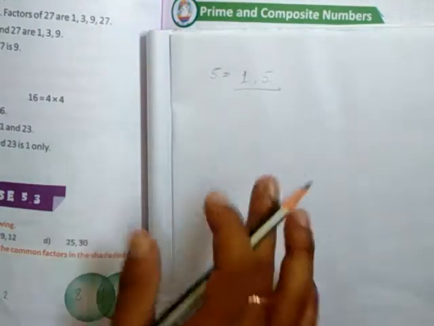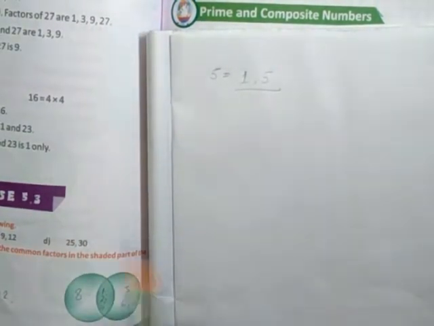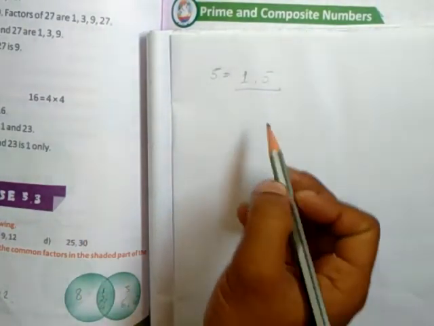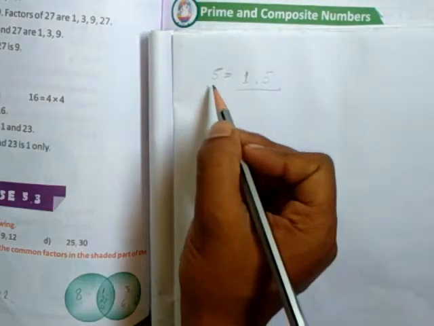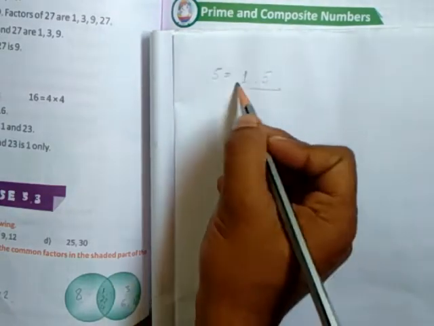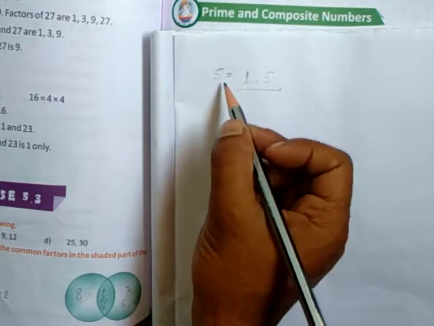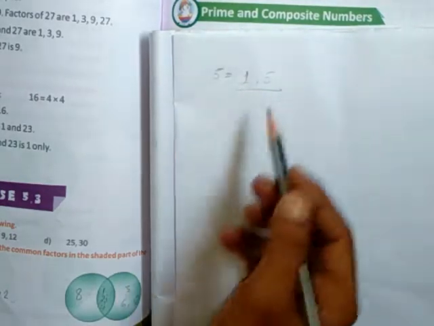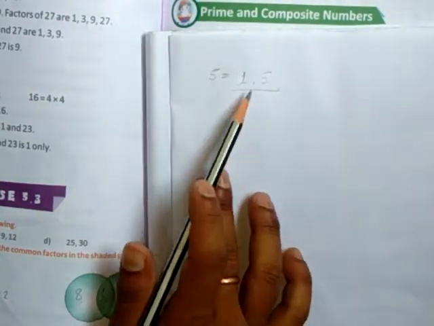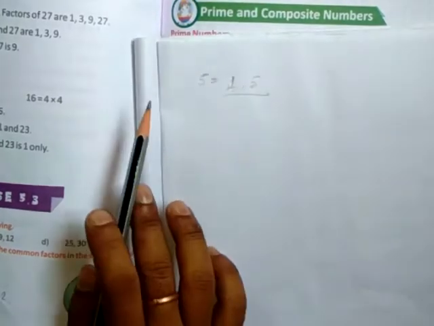As I told you the meaning of factors, I'm not repeating it here. You can directly find the factors of 5. Factors of 5 will be 1 and 5 itself. That means the number which has only two factors, 1 and the number itself, is called a prime number.